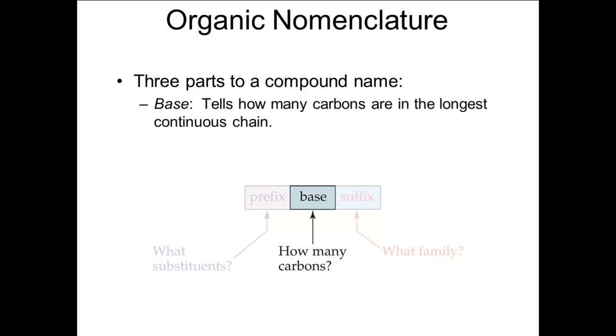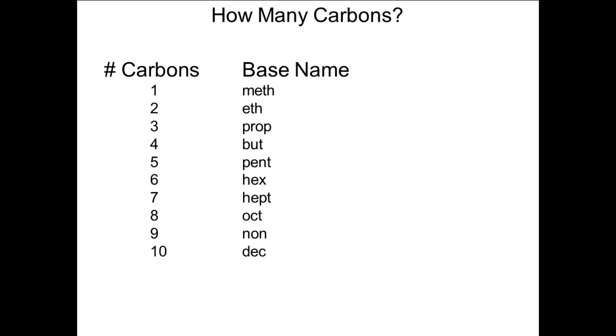The central part of the name is the base, which gives us information about the number of carbons in the compound. This is based on this list. This is only a partial list because organic compounds can have many more than 10 carbon atoms, but for the most part you will not need to worry about any others.